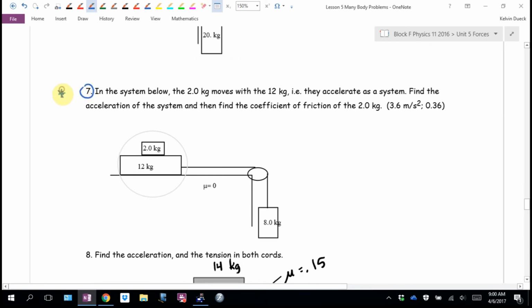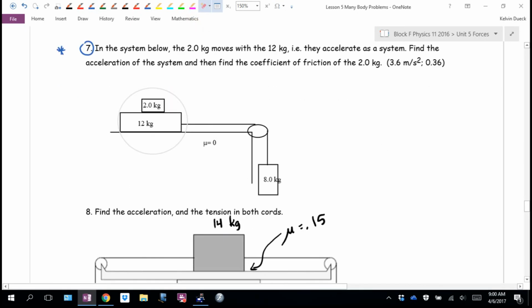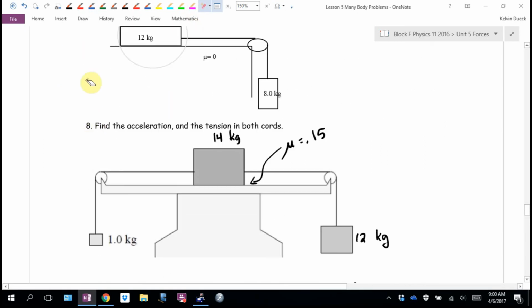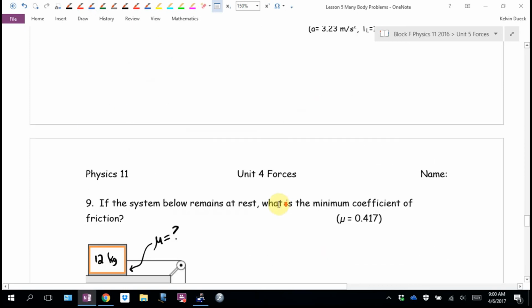7 is tricky. I actually stole this from Physics 12. In particular, it's asking you to find a coefficient of friction between the 2 kilogram mass and the 12 kilogram mass. Right there. If you can figure that out, I'll be impressed. So if you find that one tough, I won't freak out. 8 is fair game. 8 is just like the one we did, complete with friction, except the 12 kilogram mass, I changed the numbers.